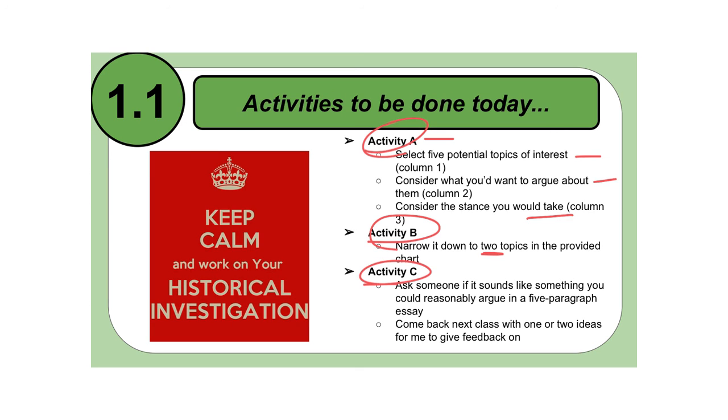And then you're going to work on activity C, which is going to ask someone at your table or in your Commonwealth group if it sounds like something that you could reasonably argue in a 5-paragraph essay. So ask a friend at your table, can I argue this in a 5-paragraph essay? And if they're like, yeah, I think you could, then you probably have a good start. If they're like, no, I don't think you could, you may need to elaborate on it a little bit more, then you may have some work to do. And you want to be able to come back to next class with 1 or 2 ideas that I can actually give you some feedback on as well.